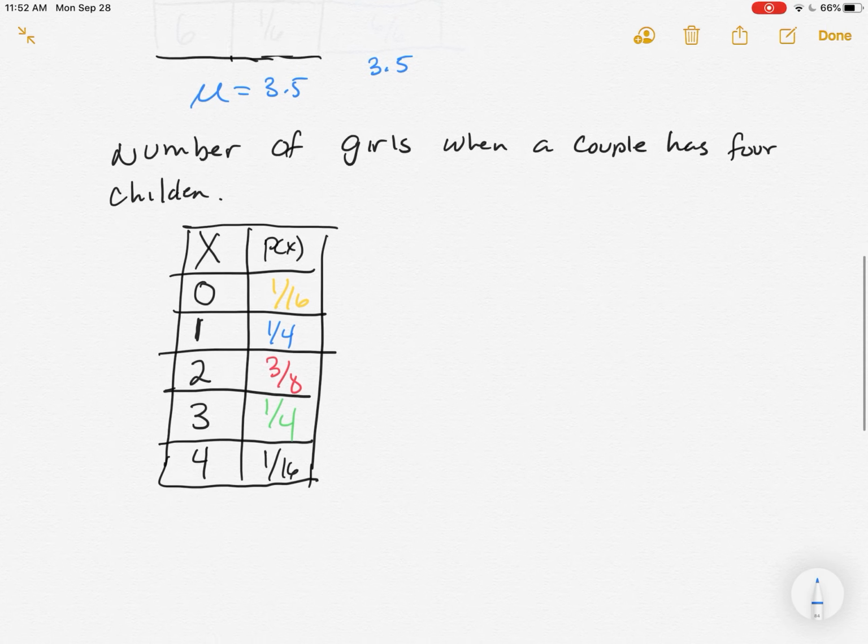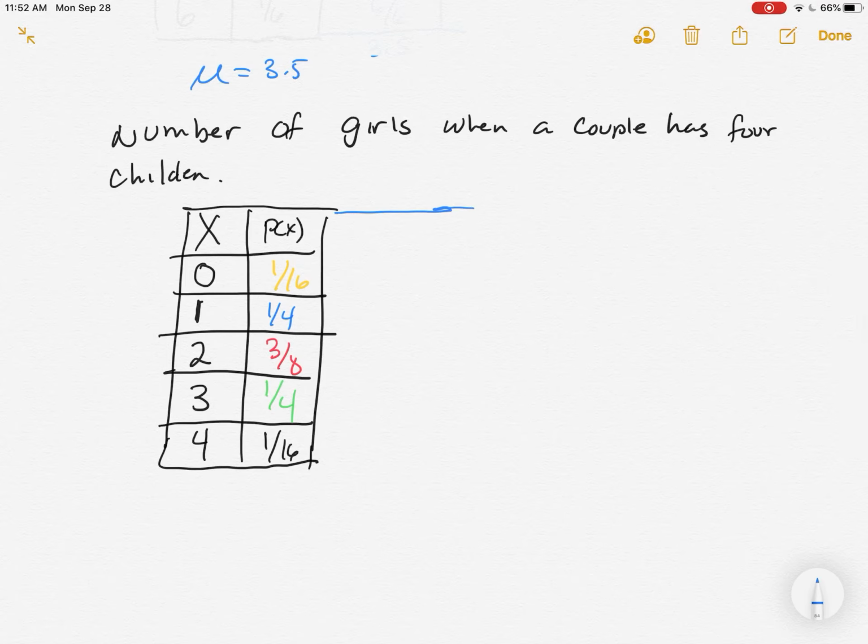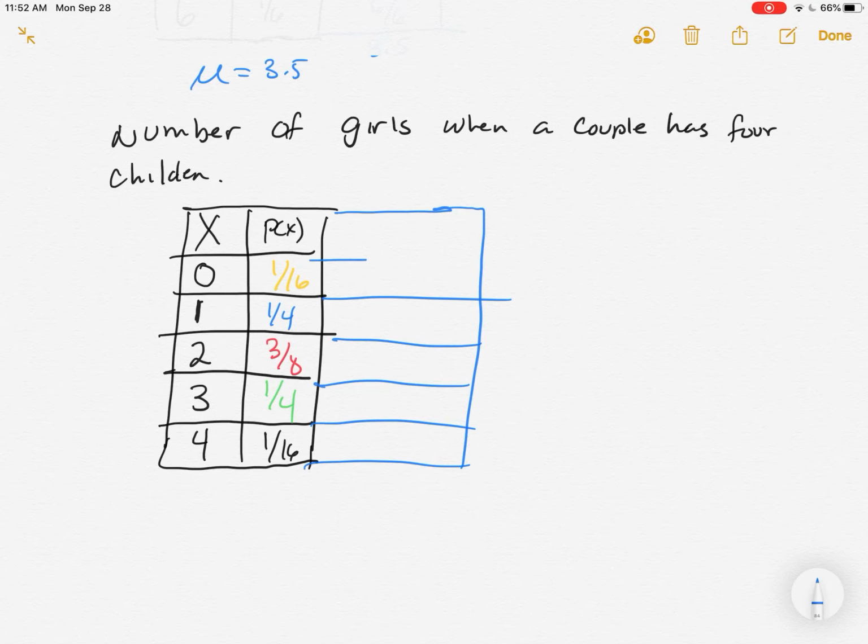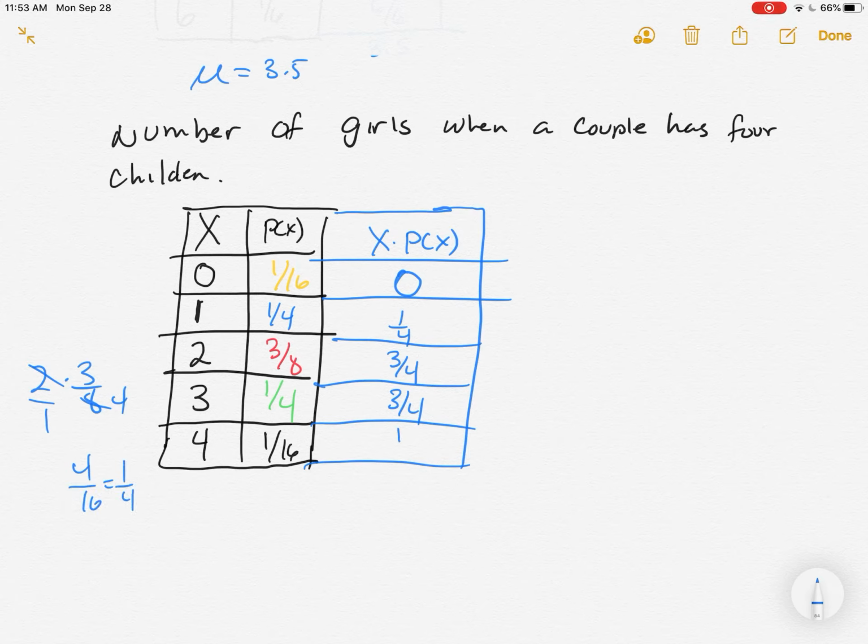The mean of this situation, easily found, right? What do we have to tack on? An extra column. What's that column? According to the formula, it's x times p of x. And just let the formula be your guide. 0 times 1/16, 0. 1 times 1/4, 1/4. 2 times 3/8, 3/4. You okay with that? 2 times 3 over 8, 3/4. 3 times 1/4, 3/4. 4 times 1/16, 4 over 16, or 1/4.